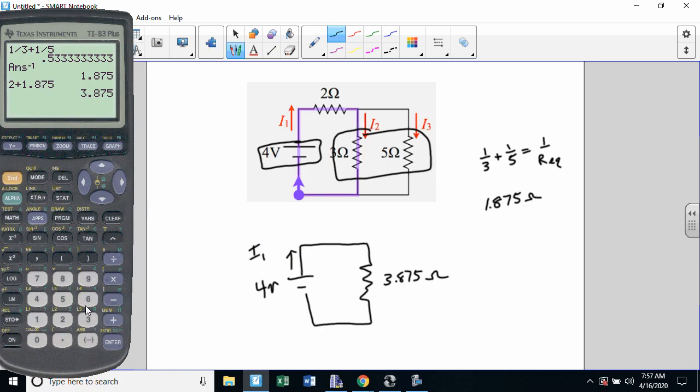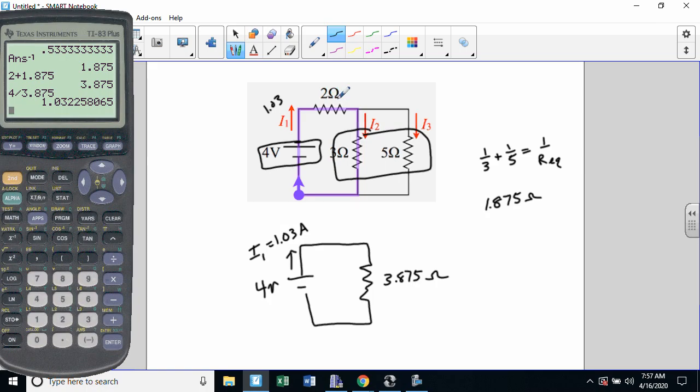What's coming out of the battery? Well, using Ohm's law, V equals IR, I can also say that I is equal to V over R. So that is 4 over 3.875. So current 1 is, we'll say, 1.03 amps. I also know that if there's 1.03 amps going through the 2 ohm resistor, then the 2 ohm resistor would have a voltage of, using Ohm's law again, 2 times 1.03, which is 2.06.